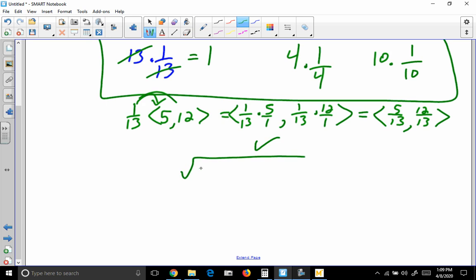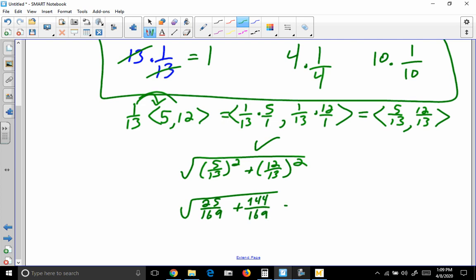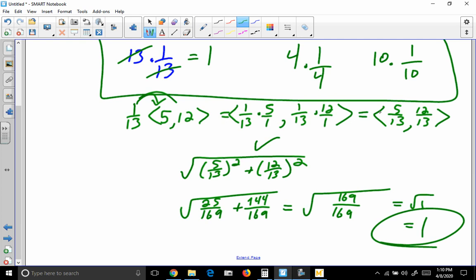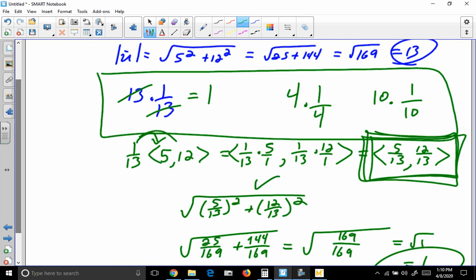So if we take the magnitude, it's the square root of the x component squared plus the y component squared. If we square a fraction, we square the numerator and denominator. We add those, we have the same denominator, and when we add the numerators together, we get 169. And yes, that vector is 1 unit long. So this is what we're looking for. This is a vector in the same direction, but is only 1 unit.